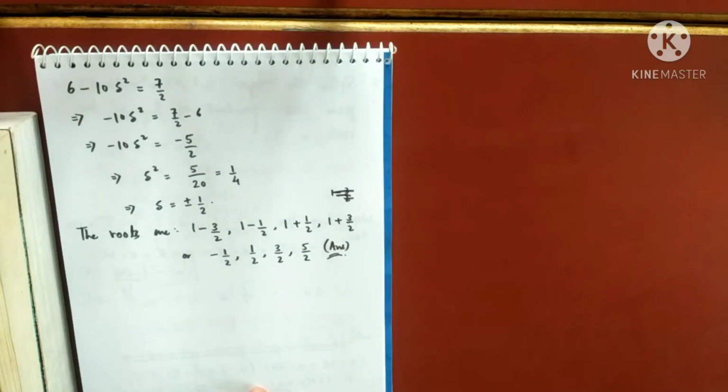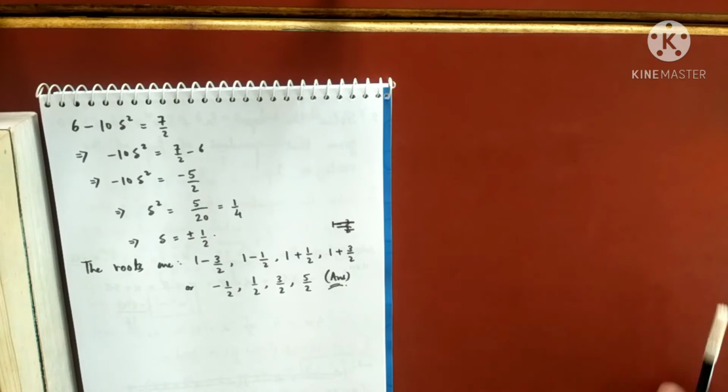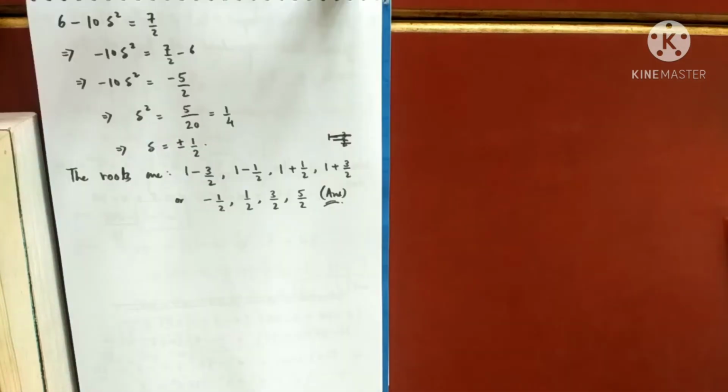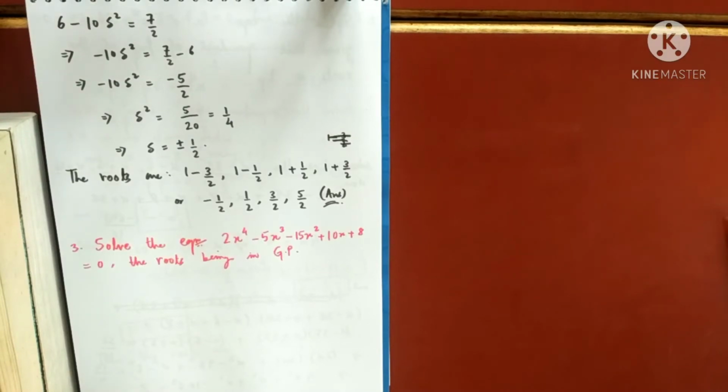So did you understand this problem? When the roots are in AP, how to solve it? So here is the next question. You see here, this time the roots are in GP. So one way is, how do you assume four numbers in GP? It is A by R cube, A by R, A into R, and A R cube.